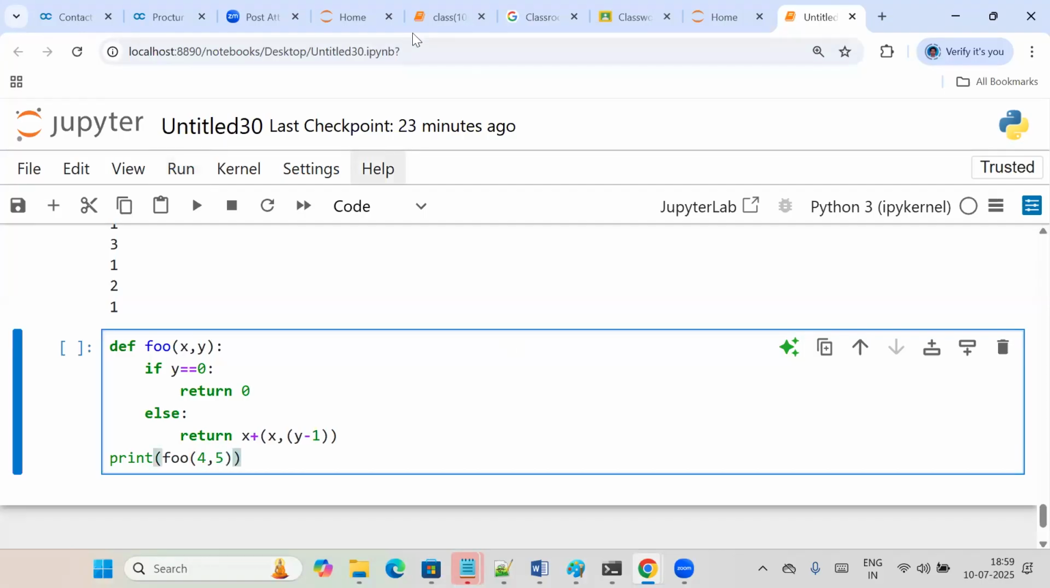Think about this question, guys. First of all, tell me, is it a recursion question? Okay, so it's a recursive question, guys. Tell me the output then. This is a very simple question, guys.